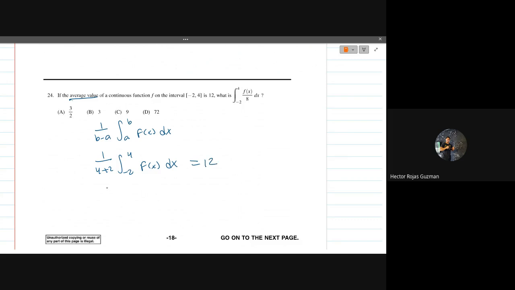Okay. I'm going to multiply both sides by 6. The integral of f of x dx is equal to 72. But this is not what I want, right? We don't want to find just the integral from negative 2 to 4. We want to find the value of the integral from negative 2 to 4 of f of x divided by 8. So that's what we're going to do. We're going to divide by 8 or multiply by 1 over 8. And that's the integral that we want. So this right here is a 9.